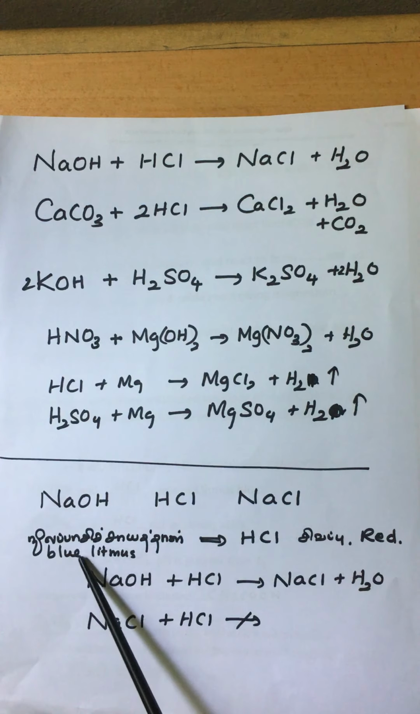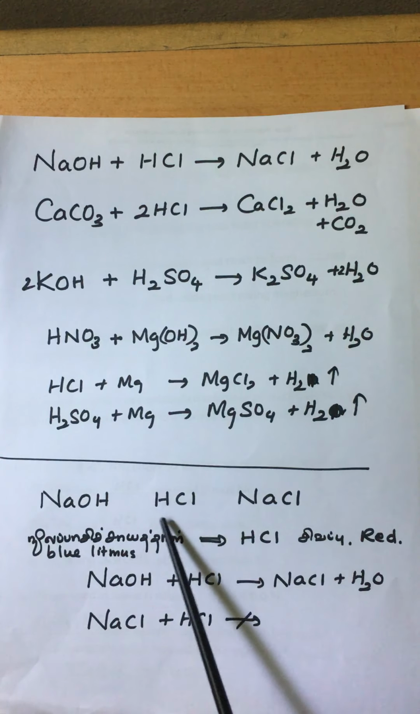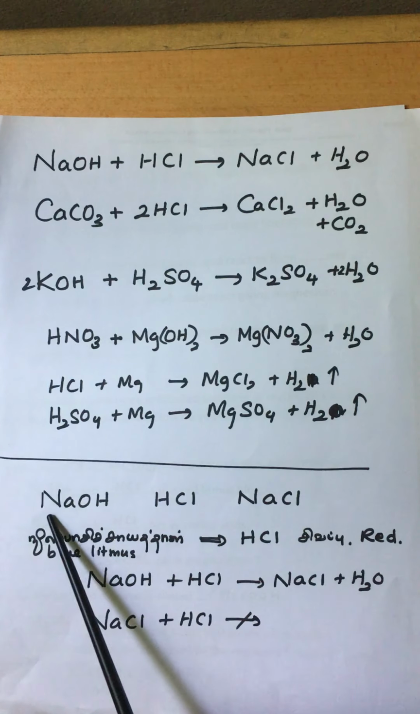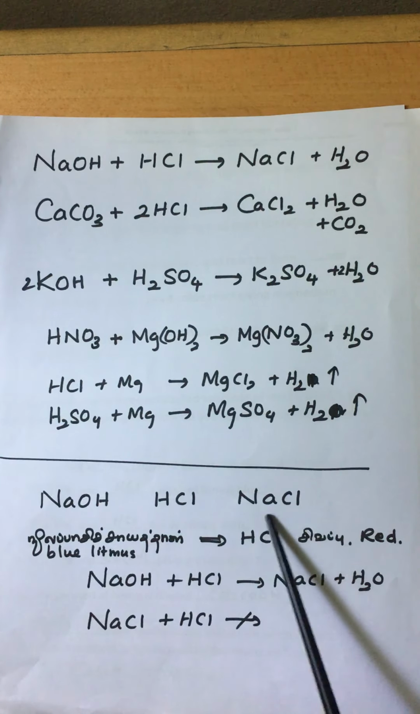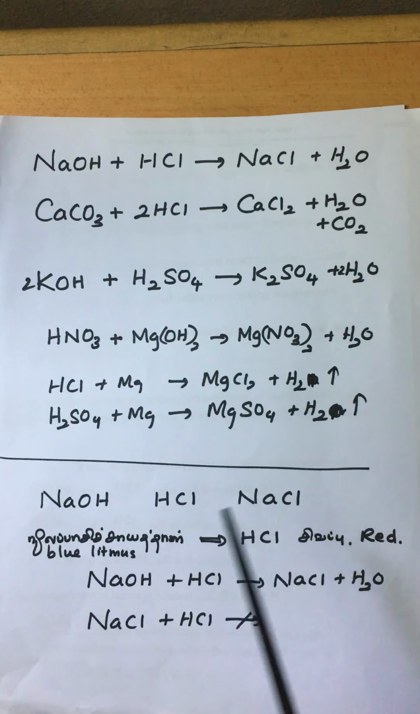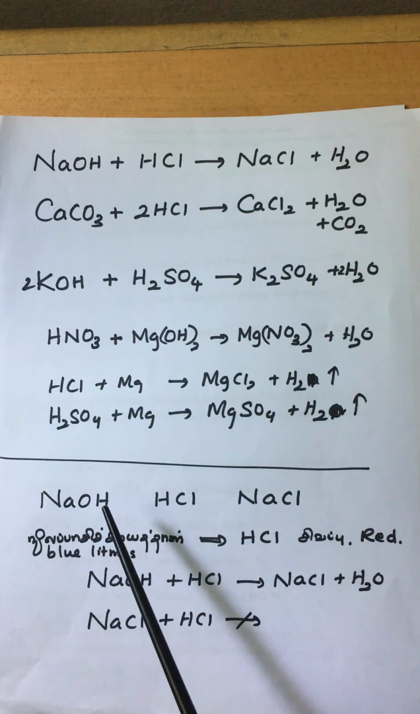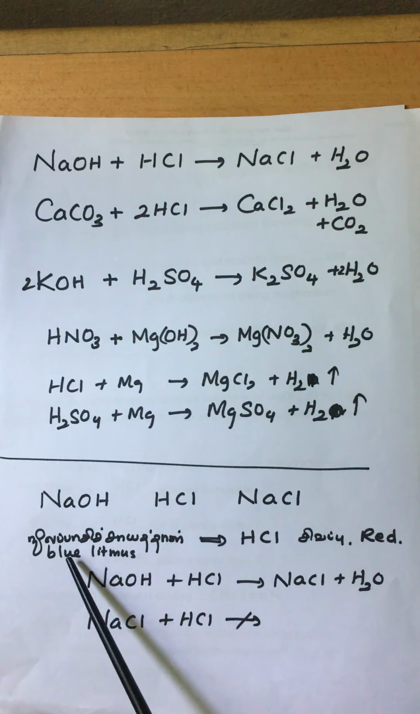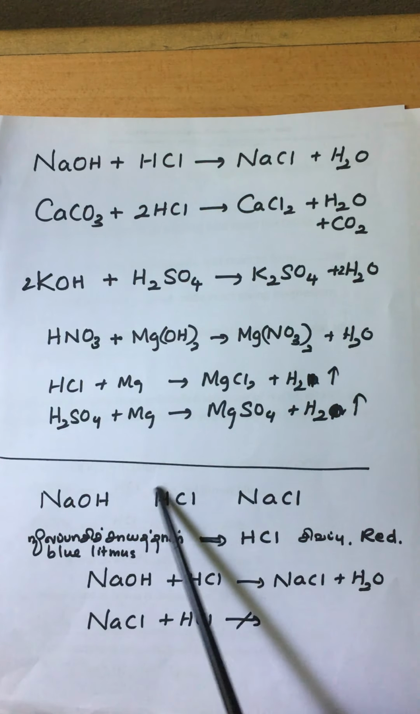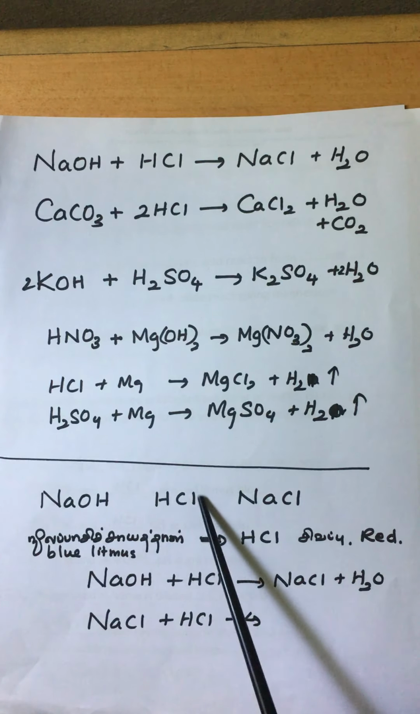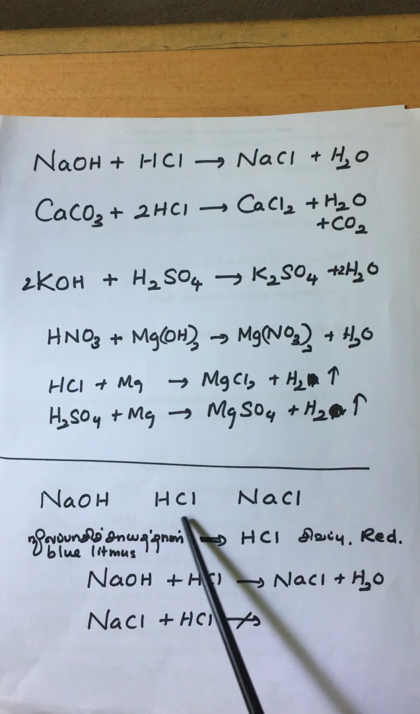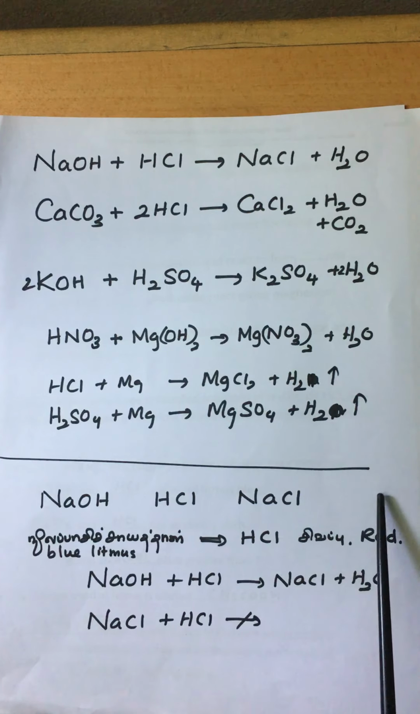So when you put blue litmus, you know this is the acid, hydrochloric acid, this is the base, this is the salt, sodium chloride. When you put the blue litmus into the three solutions, only in one does the blue litmus turn red. So you can identify hydrochloric acid, and you separate that bottle.